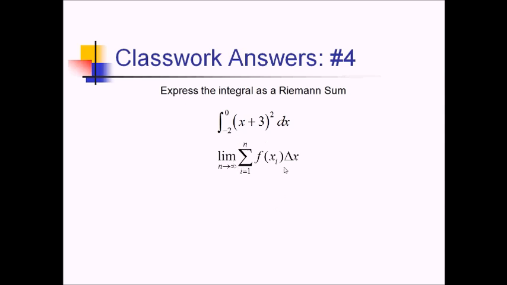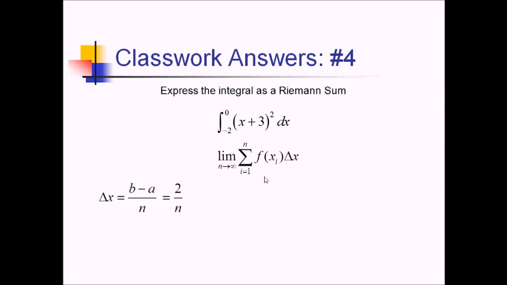All right, so let's start with this delta x. Delta x is just going to be the distance between the limits of integration divided by the number of subintervals, which is n in this case. So that's going to be, in general, b minus a over n, so it's going to be 0 minus negative 2 over n, or 2 over n.